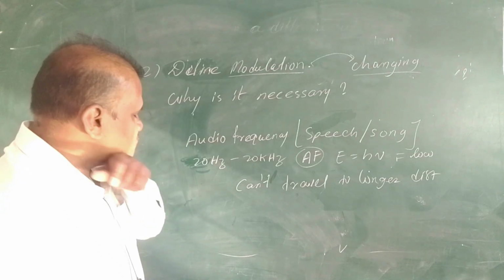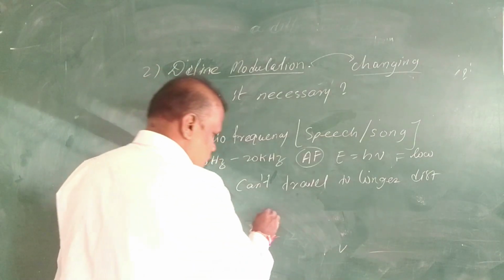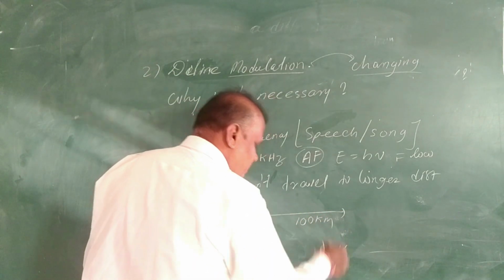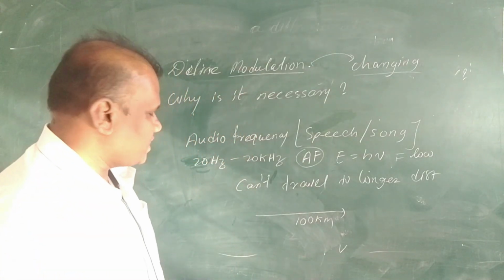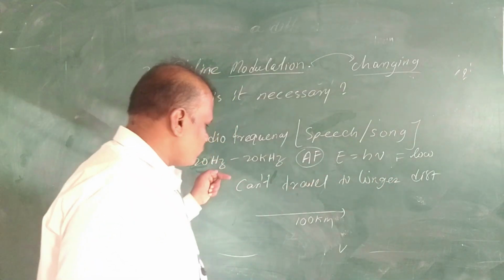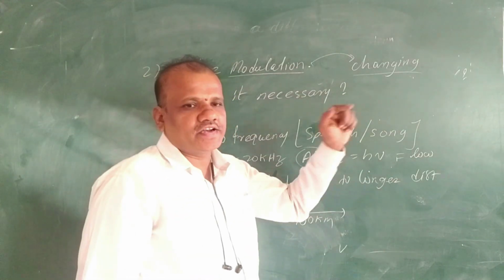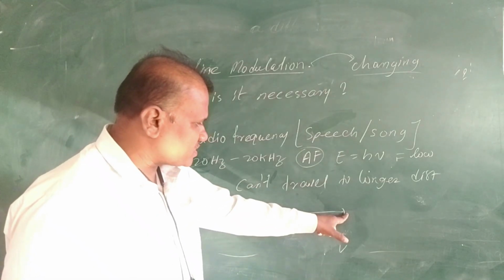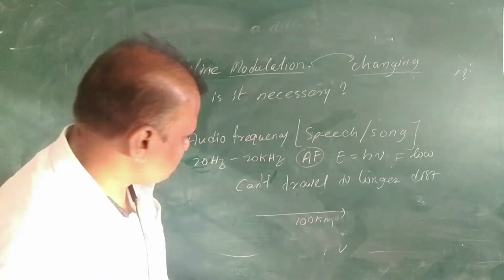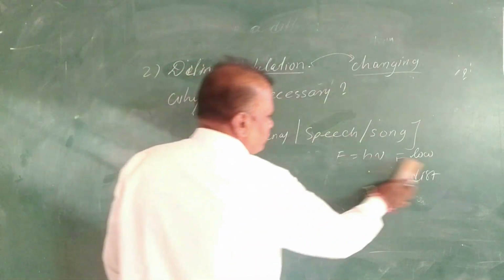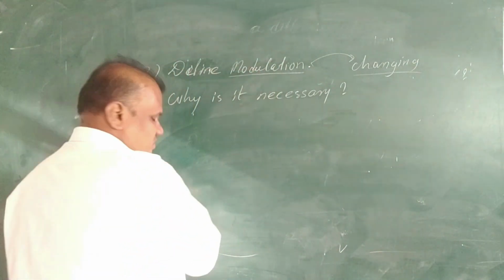If I want to give a speech from here, the person who is sitting at a distance of nearly 100 kilometers can't listen to my voice, because my voice has low frequency, so low energy, therefore my voice can't travel to a longer distance. That is called audio frequency. So audio frequency means it is a low frequency signal.